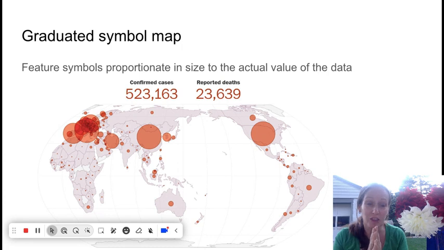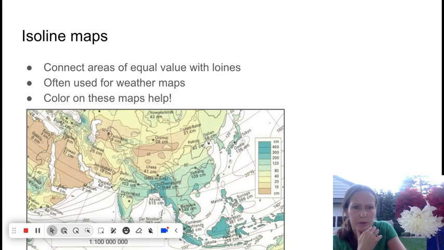You saw a lot of these during COVID. Almost every day in the New York Times, on the front page, there was a graduated symbol map so that the areas with the bigger circles you knew had more cases, or unfortunately, in this case, had more reported deaths. All right, so this isn't a happy map.